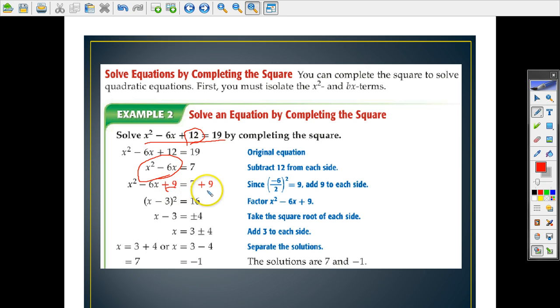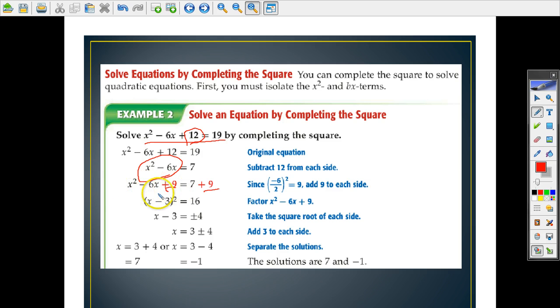As you can see, if you add 9 here, you need to add 9 to the other side as well, to make it equal. Equations means that it's equal. So if you add 9 to one side, then you need to add 9 to the other side. All right, so now we can complete the square.